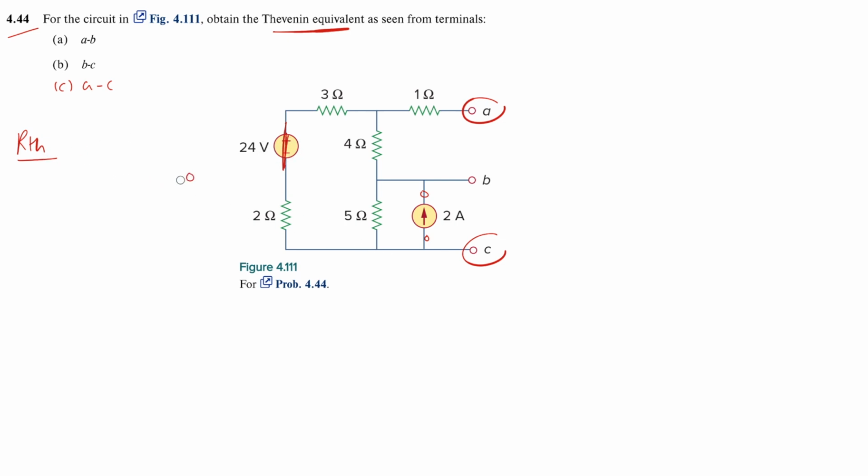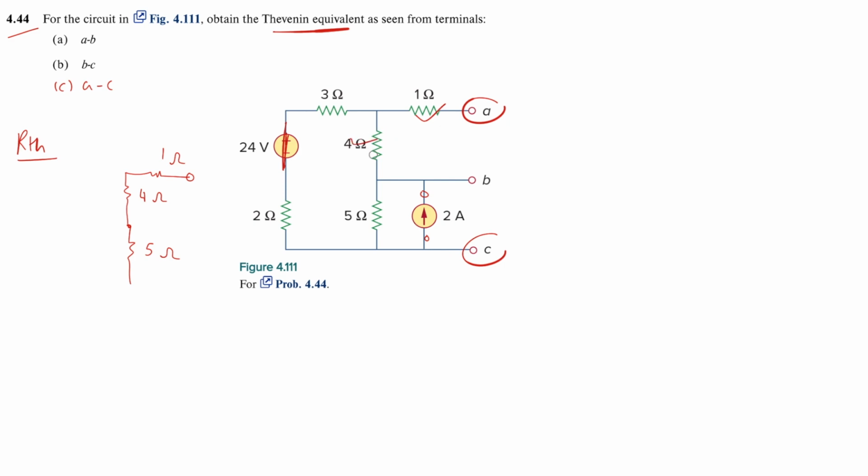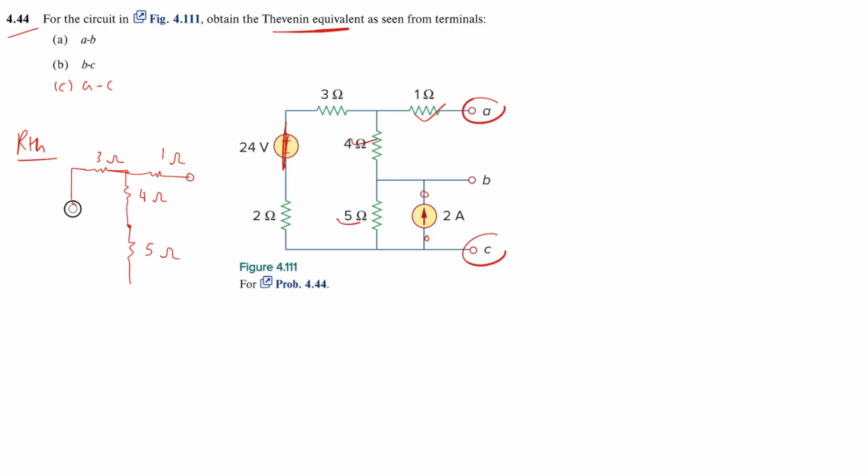So now, how would the circuit look like? It will look like this. This is 1 ohm, and this is 4 ohm, and then after 4, there is 5 ohm. What do we have? We have 3 ohm, and then this is a short, and then 2 ohm, and that's it. This is your A and this is your C. So B is here, but there's nothing connected to it and we're not looking at B, so it's just like a wire here. Okay, so we ignore B here. We're looking at A and C.